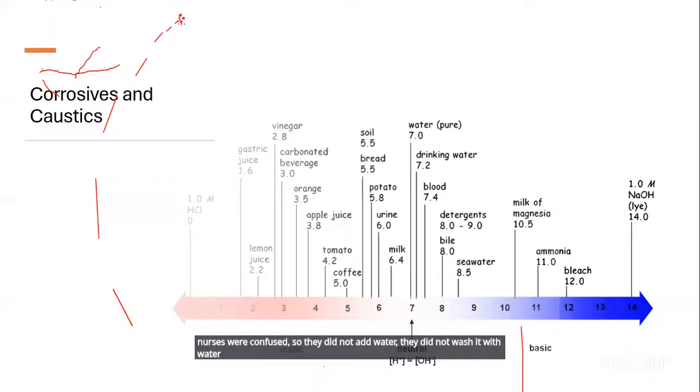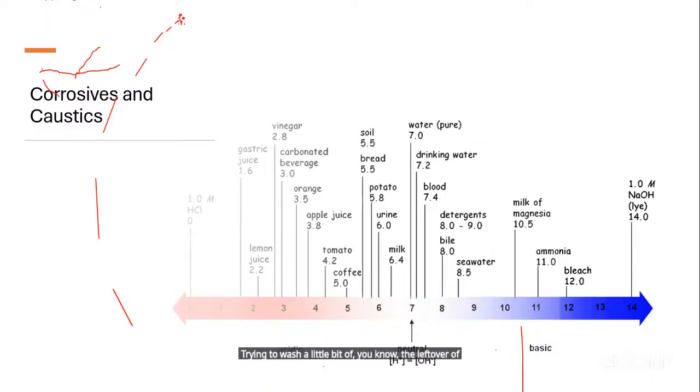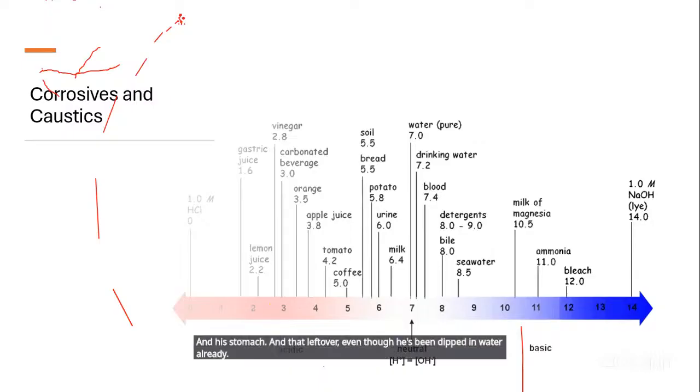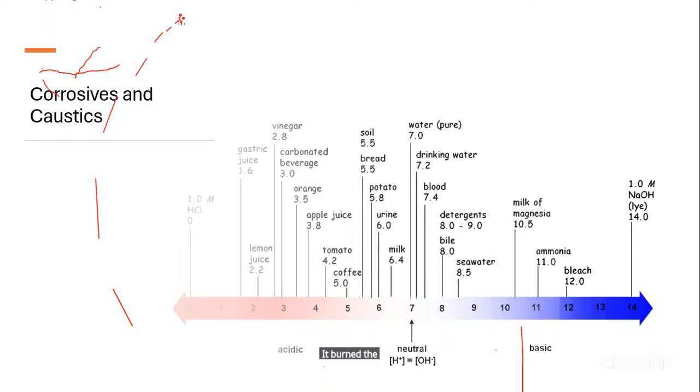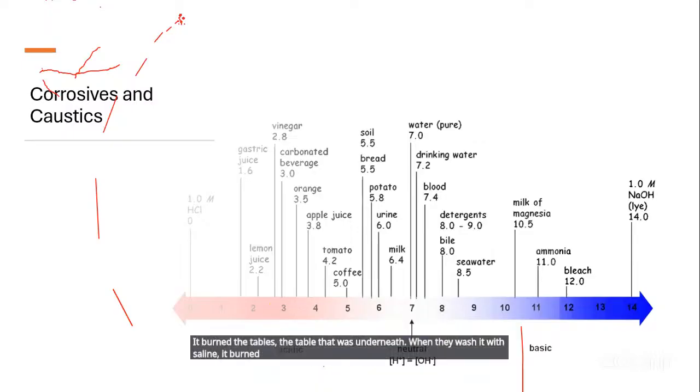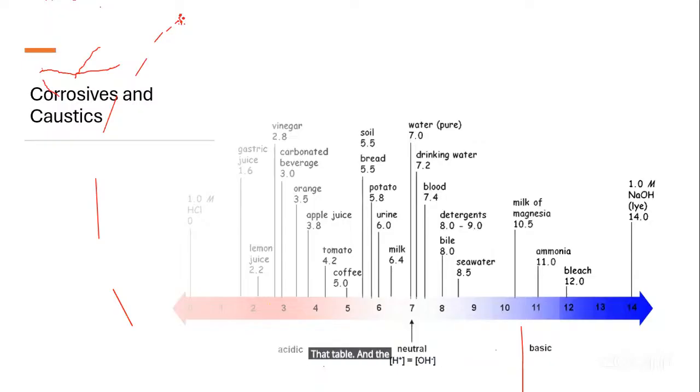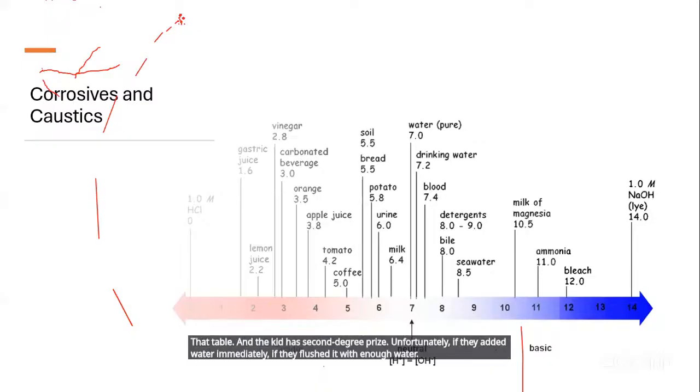So they used saline, trying to wash a little bit of the leftover of that chemical in his thigh and his stomach. And that leftover, even though he's been dipped in water already, it burned the tables. That table that was underneath, when they wash it with saline, it burned that table. So we had to discard that table. And the kid has second-degree burns. Unfortunately, if they added water immediately, if they flushed it with enough water, he would have been fine.